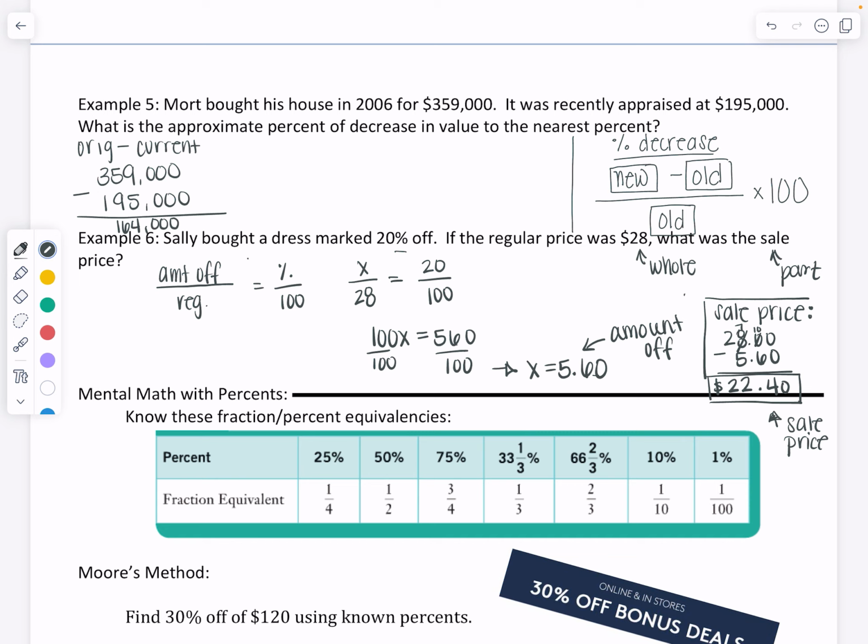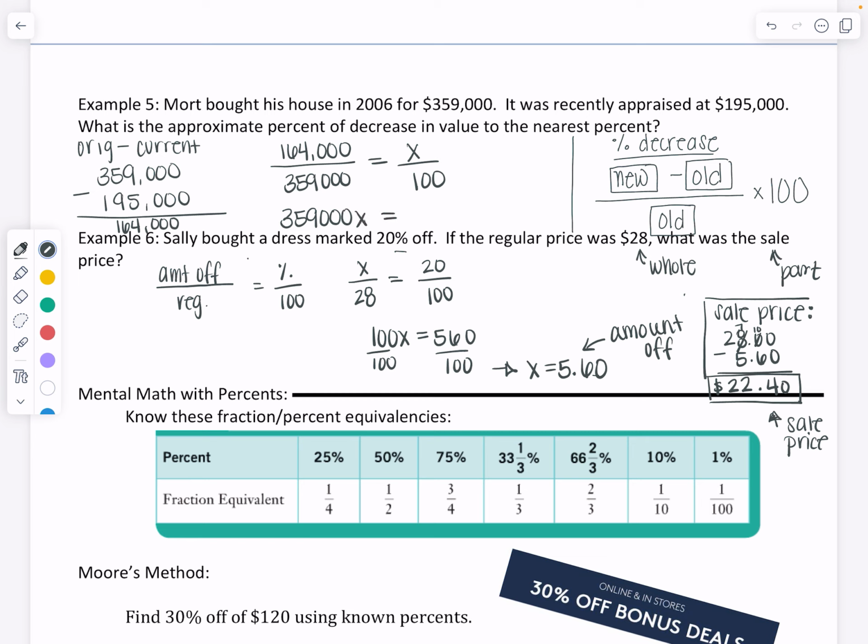Now I can find the percent of change. Because I found the change, now I need to find the percent of that. So I'm going to have that $164,000 over the original, which the original was $359,000, equals percent over 100. Now we don't know the percent, that's what we're looking for. So I can just call that X. I'm going to cross multiply.